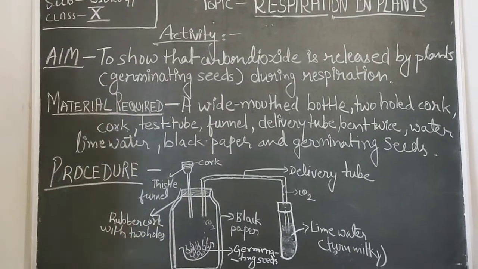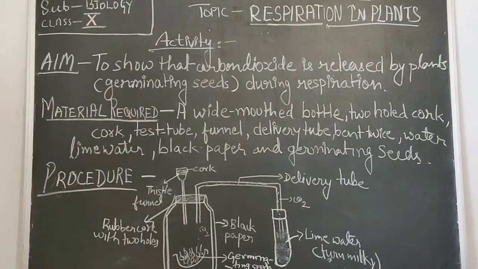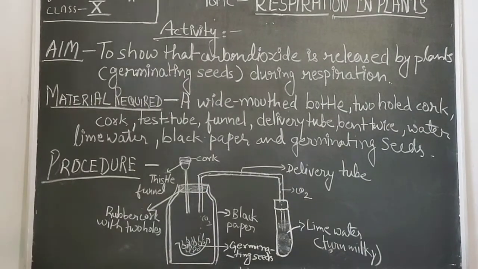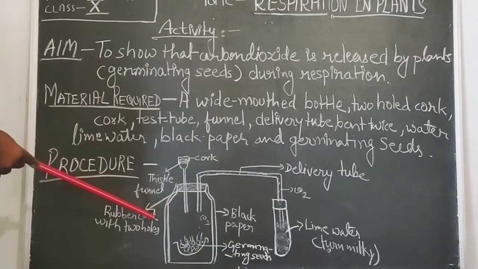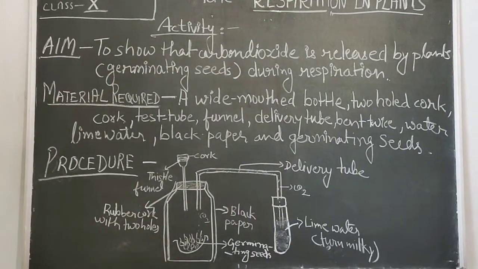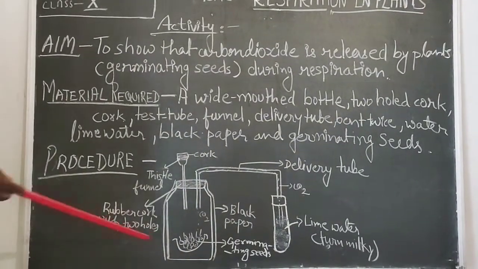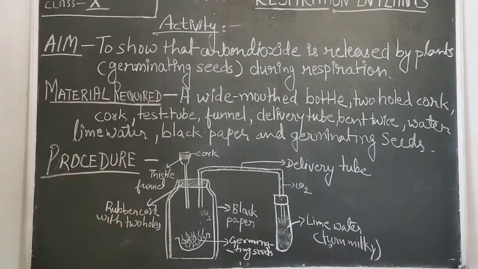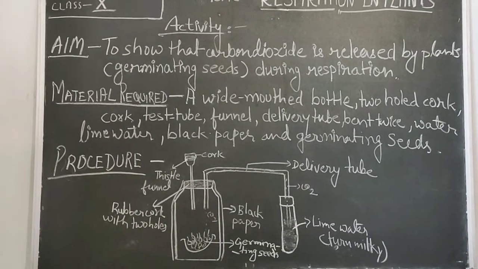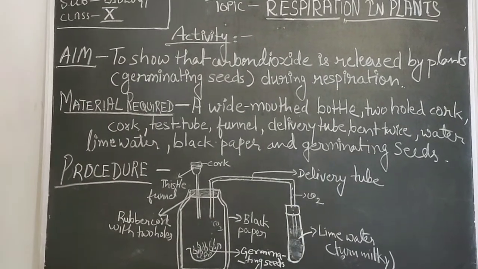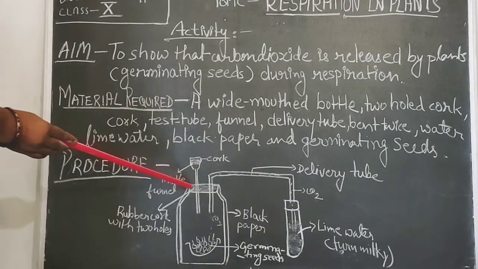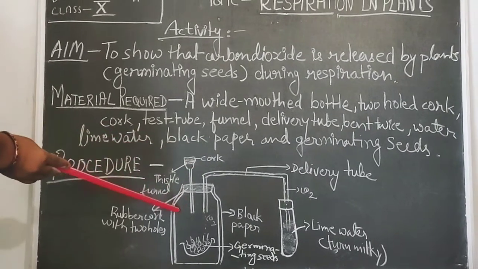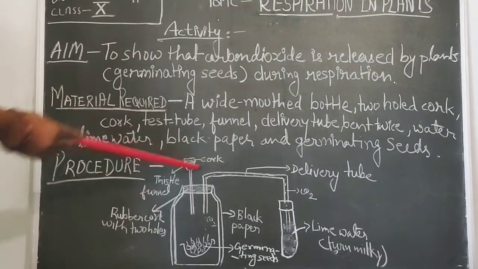Students, what we have to do in this process, as you are observing in the diagram: first of all, take a wide mouth bottle as seen in the figure, and then place some germinating seeds at the bottom. We have taken a bowl in which some germinating moong seeds are kept at the bottom of the bottle. Then we plug the opening of the bottle with a cork having two holes. In one hole we insert the thistle funnel, and in the other we insert the delivery tube.